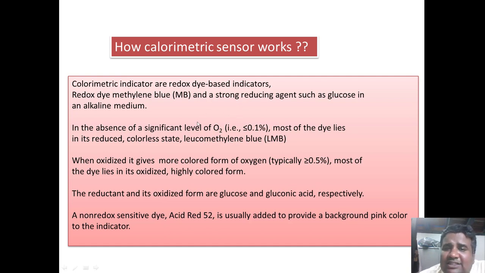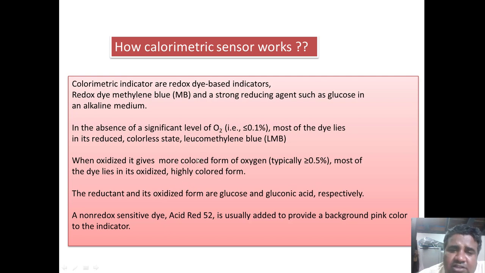So if the oxygen is less, this dye is colorless. But when the medium is oxidized, it gives the more colored form. Typically, if the oxygen is more than 5%, most of the dye lies in its oxidized, highly colored form. Simply, if the oxygen is less, this dye will remain colorless.